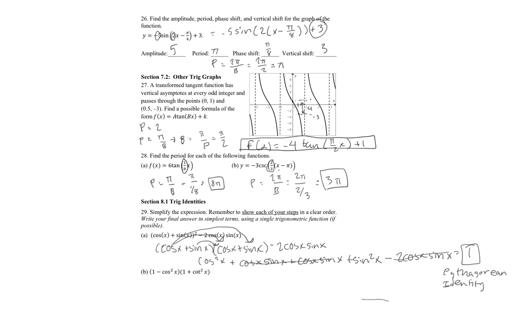So on part B, we have 1 minus cosine squared of x times 1 plus cotangent squared x. And so we know that these are both Pythagorean identities. We know that 1 minus cosine squared of x is equal to sine squared x. And then 1 plus cotangent squared x is equal to cosecant squared x, right? And then we know that this is equal to 1 over sine squared x with the reciprocal identity, because it's a reciprocal of sine. So then that'll be sine squared x times 1 over sine squared x, which then those cancel each other out and just leave us with 1.